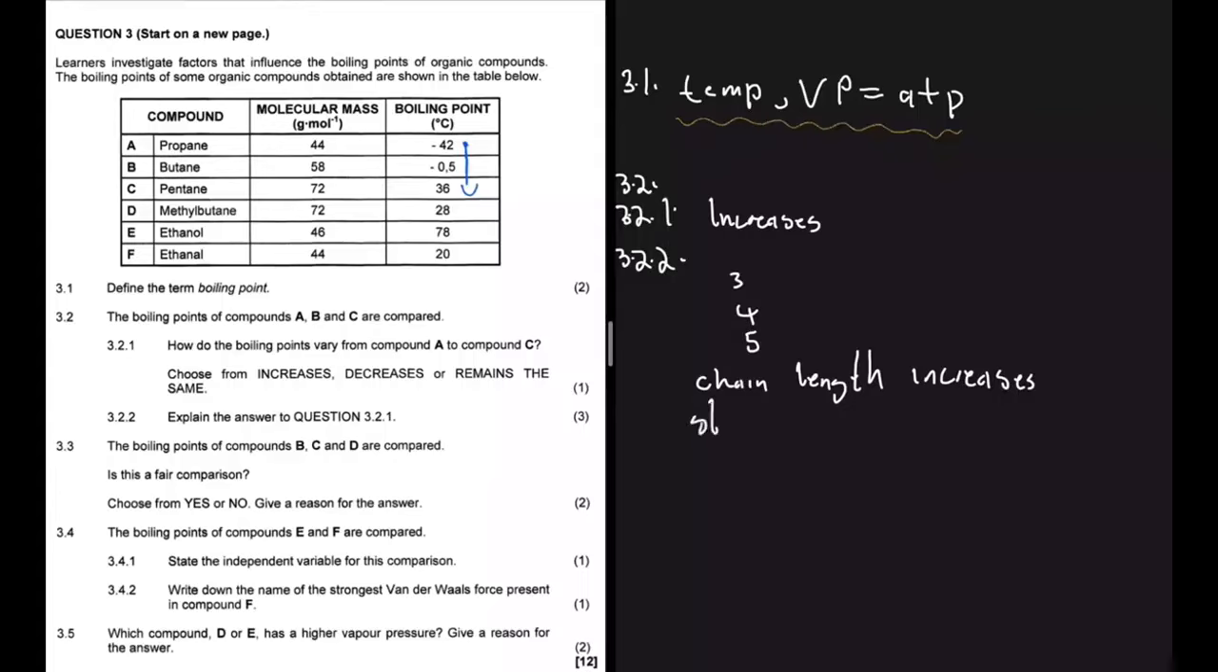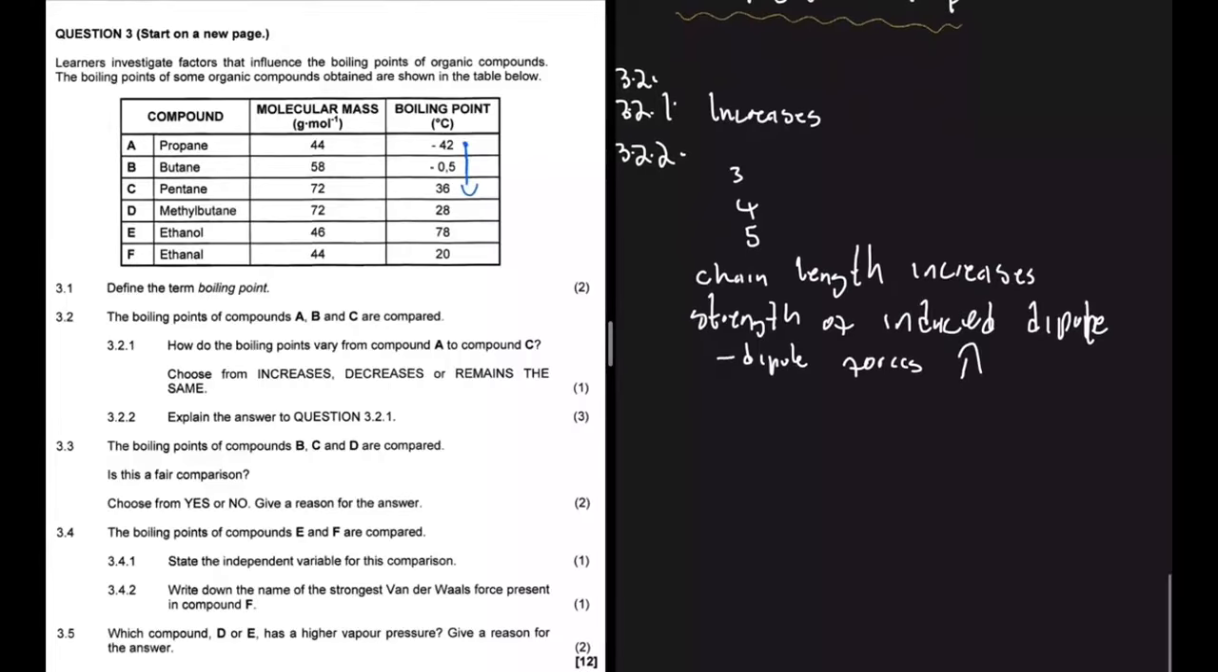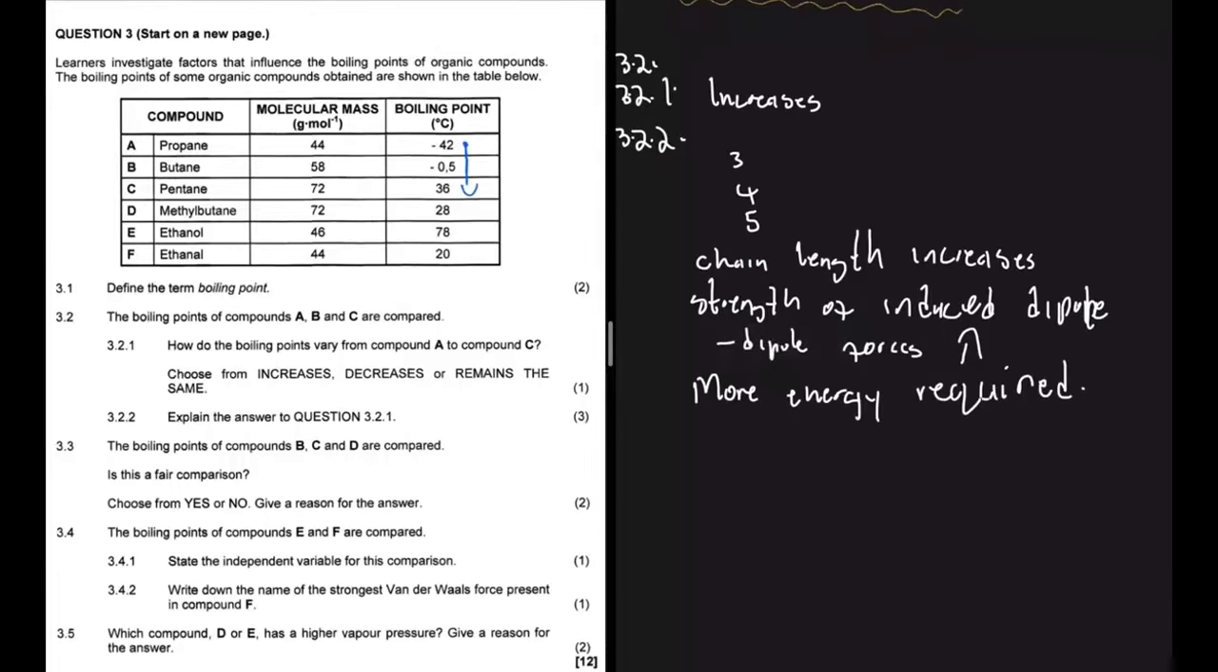So we're going to say that the strength of induced dipole forces goes up, and then in conclusion, more energy will be required to overcome the forces. So that's exactly what you're gonna write. More energy required to overcome the forces. I'm just gonna leave it like this for the sake of time, but you have to write it in full when you sit for your exam.